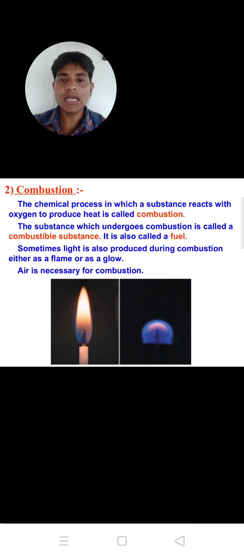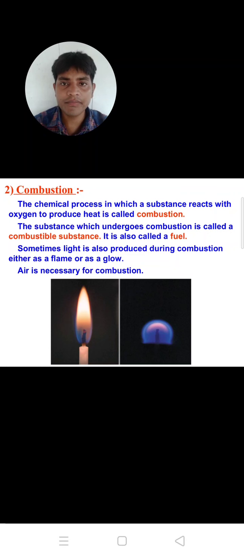The substance which undergoes combustion is called a combustible substance. Okay, dear student, it is also called a fuel. Some light is also produced during combustion, either as a flame or as a glow. Air is necessary for combustion. Without air, burning is not possible.